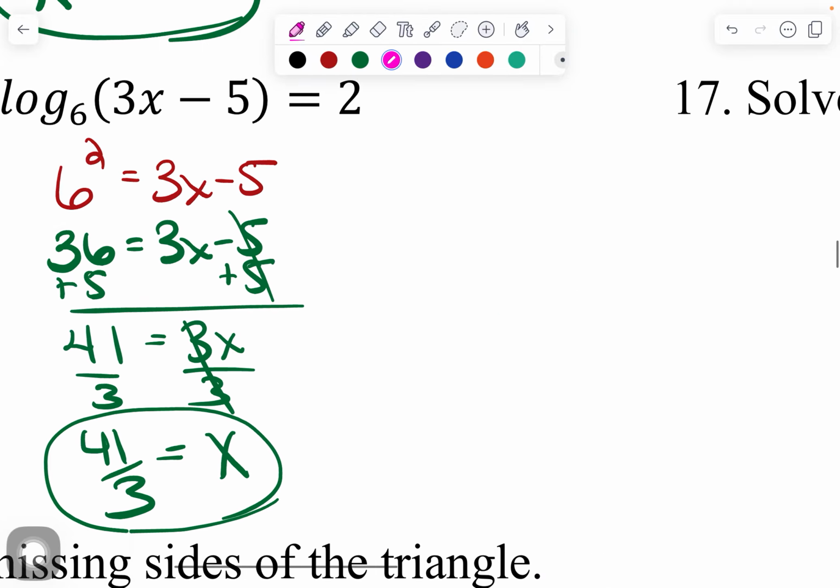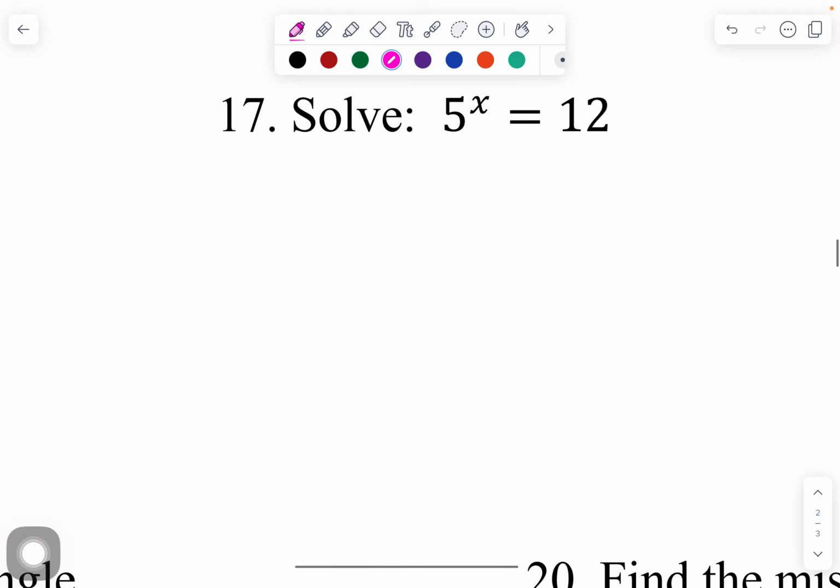I'm going to slide on over. Hey, look, there's 17. Now, this time we have an exponential. 5 to the x equals 12. And unfortunately, I can't make 5 and 12 turn into anything of a like base. 5 is already a base 5. 12 can't be rewritten as anything other than 12.